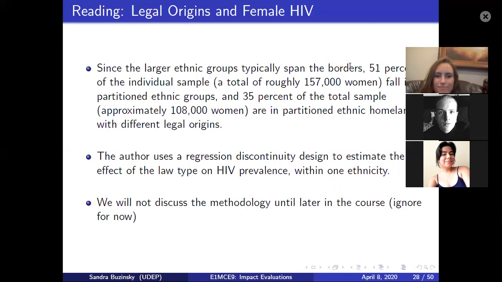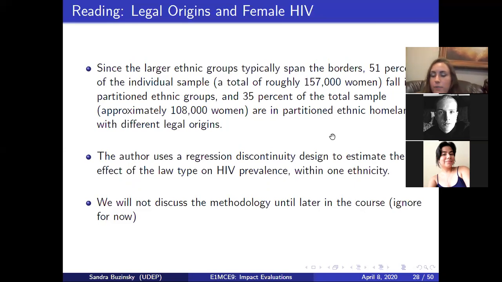Yeah, that's logical, no? Anyways. Oh, okay, I see what you're saying. Yeah, so there are some ethnic groups spread across two countries, but maybe both countries are civil, so we can't compare them. So we only want ethnic groups spread across two countries with two different legal systems. So that's the variation she's going to use.